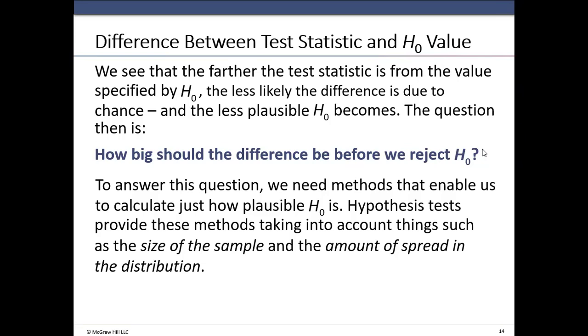To answer this question, we need methods that enable us to calculate just how plausible H0 is. Hypothesis tests provide these methods, taking into account such things as the size of the sample and the amount of spread. The size of the sample is given by the sample size n, and the amount of spread in the distribution is the standard deviation of the population.